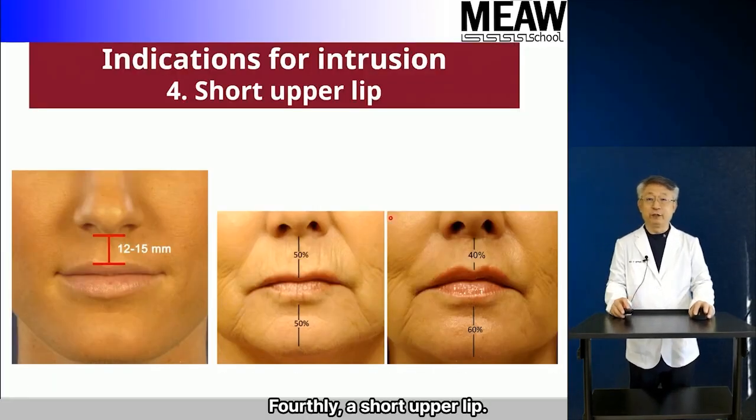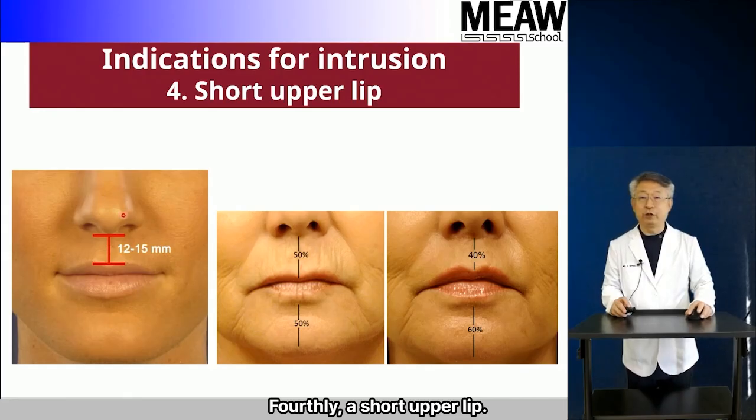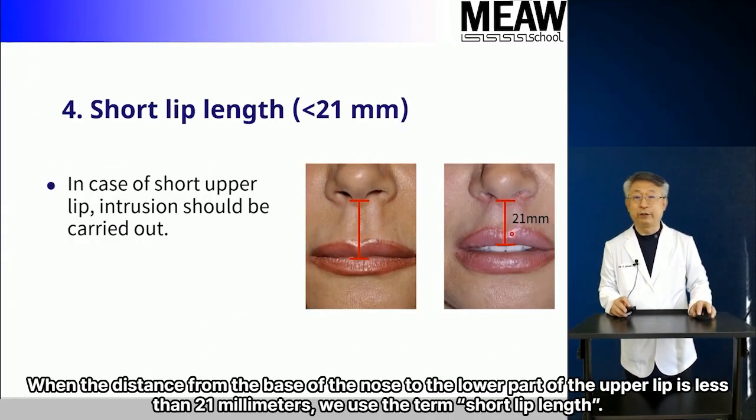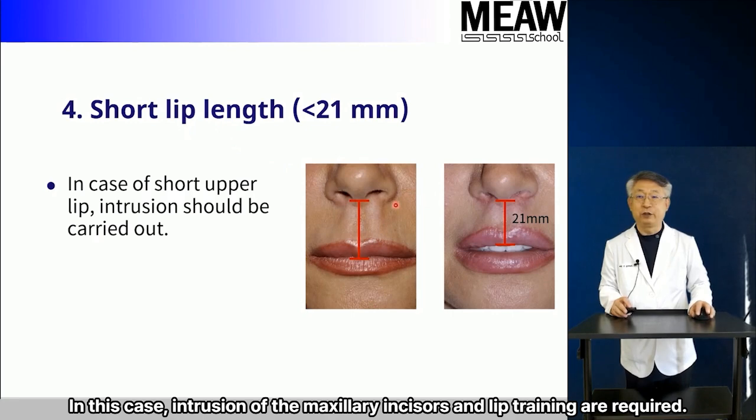Fourthly, a short upper lip. When the distance from the base of the nose to the lower part of the upper lip is less than 21 mm, we use the term short lip length. In this case, intrusion of the maxillary incisors and lip training are required.